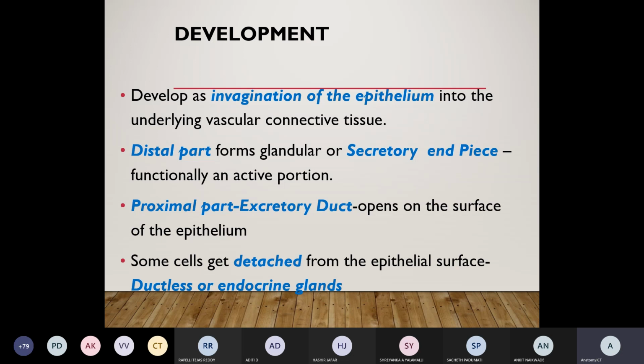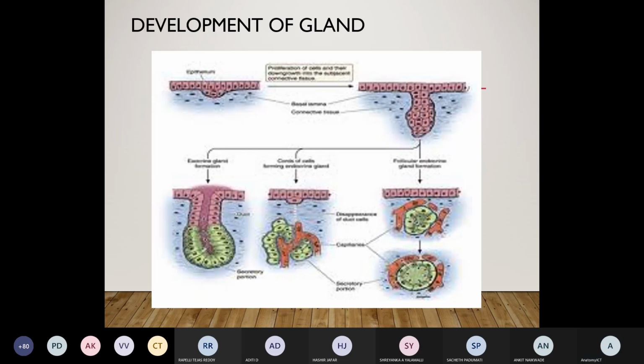whereas the proximal part is the excretory duct that opens onto the surface of the epithelium. Some cells get detached from the epithelium surface, and that is what we call ductless or endocrine glands. It means single glands lie here and there. For example, if you take the pancreas, we have the islets of Langerhans. Those glands secrete directly, reaching their effector organ through the blood vessels. So that is an endocrine gland which is completely present within the exocrine gland, that is, the pancreas.